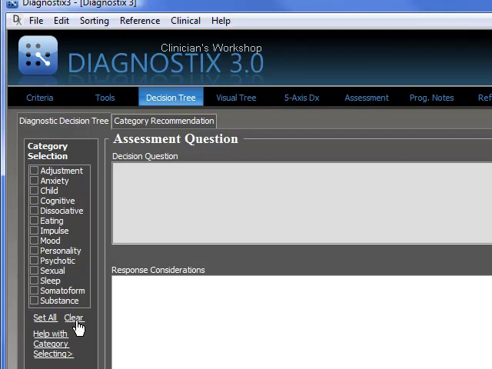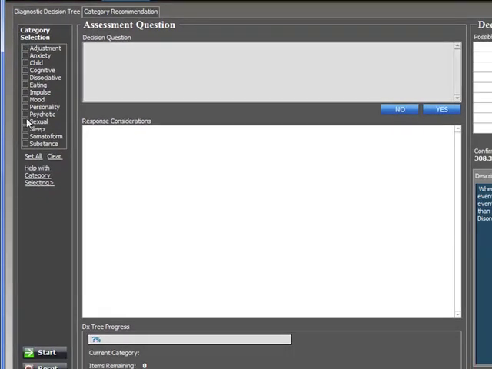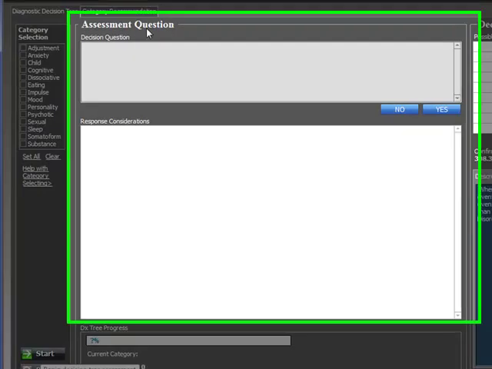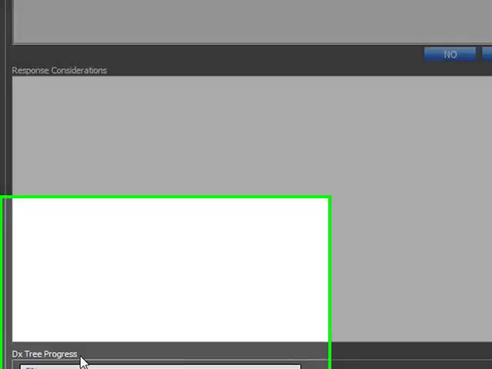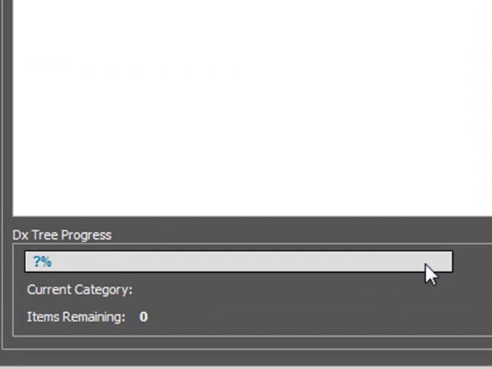My recommendation to you would be to try to limit it as much as you can in terms of what categories you select. So you select the categories and then you click Start, and it runs through questions that you then click yes or no to. You have response considerations that give you extra hints, extra things to consider when you're answering these questions. And then down here at the bottom, it gives you a progress indication, letting you know how far you've gotten into the decision tree. So how many items you have left and what category it is that you're answering questions in. It's a way to give you a sense of where you're at and how far you've got left to go.